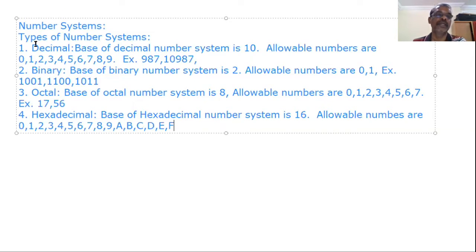Once again, repeating the number systems. There are 4 types of number system: decimal, binary, octal, hexadecimal. In normal life, we are using the decimal number system.